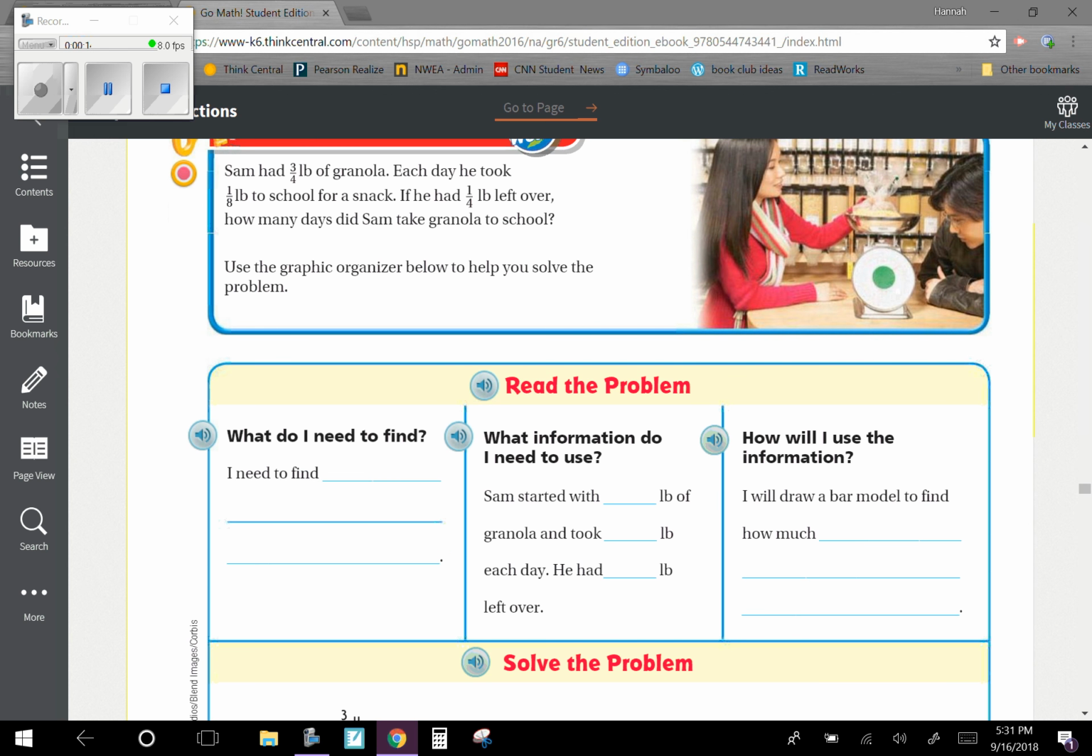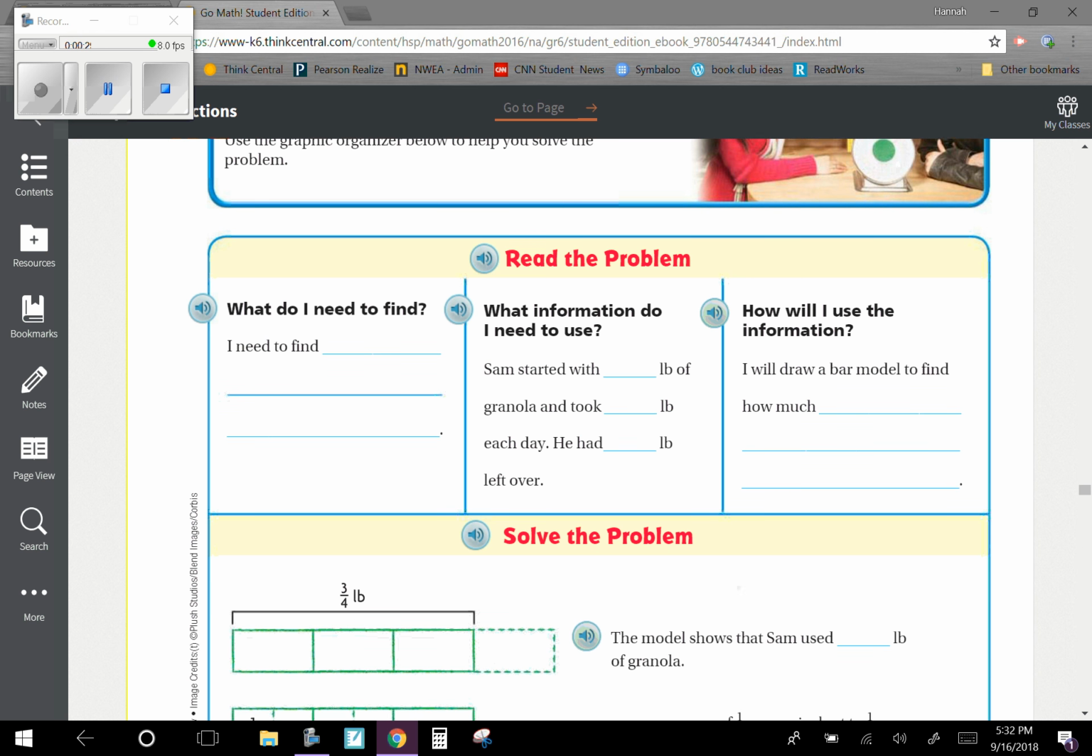Unlock the problem. Sam had 3/4 pound of granola. Each day he took 1/8 pound to school for a snack. If he had 1/4 left over, how many days did Sam take granola to school? Use the graphic organizer below to help you solve the problem.